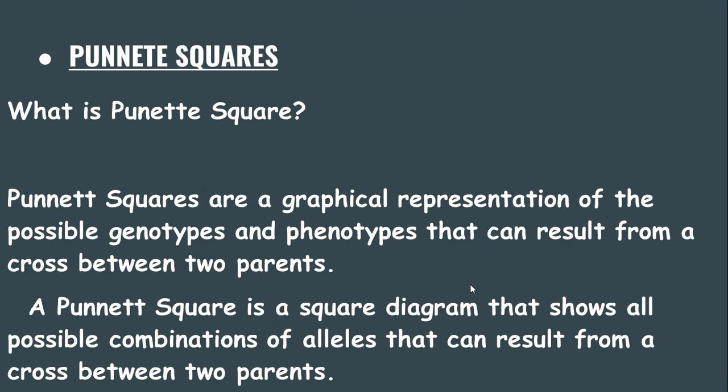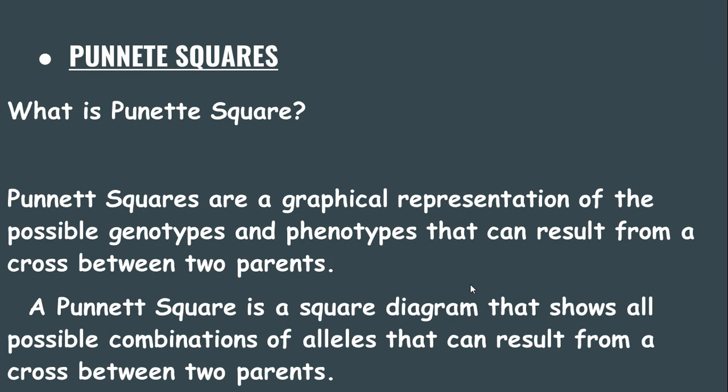Now we want to discuss Punnett squares. So what is a Punnett square? Punnett squares are a graphical representation of the possible genotypes and phenotypes that can result from a cross between two parents. A Punnett square is a square diagram that shows all possible combinations of alleles that can result from a cross between two parents.